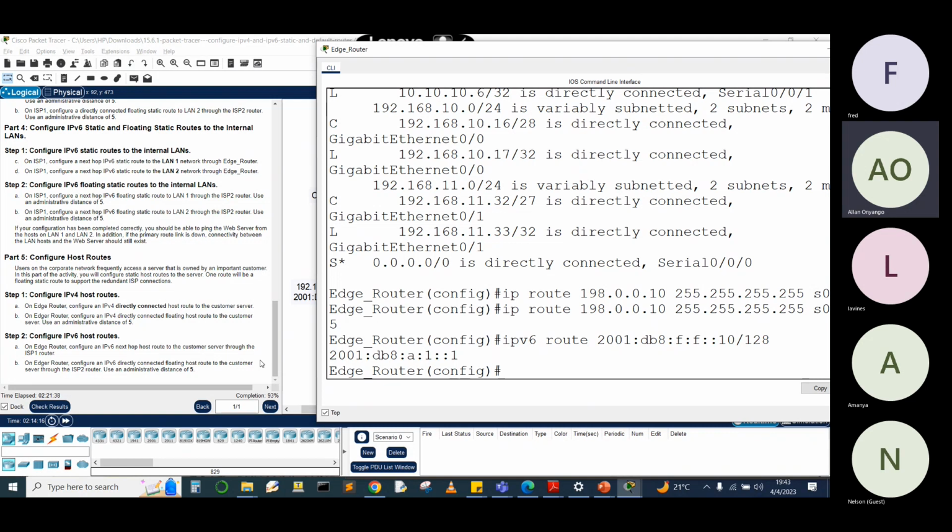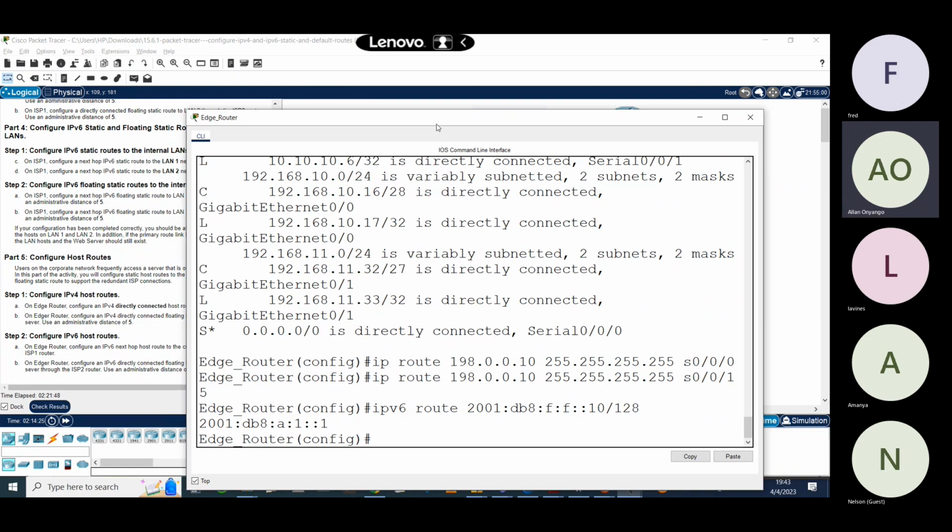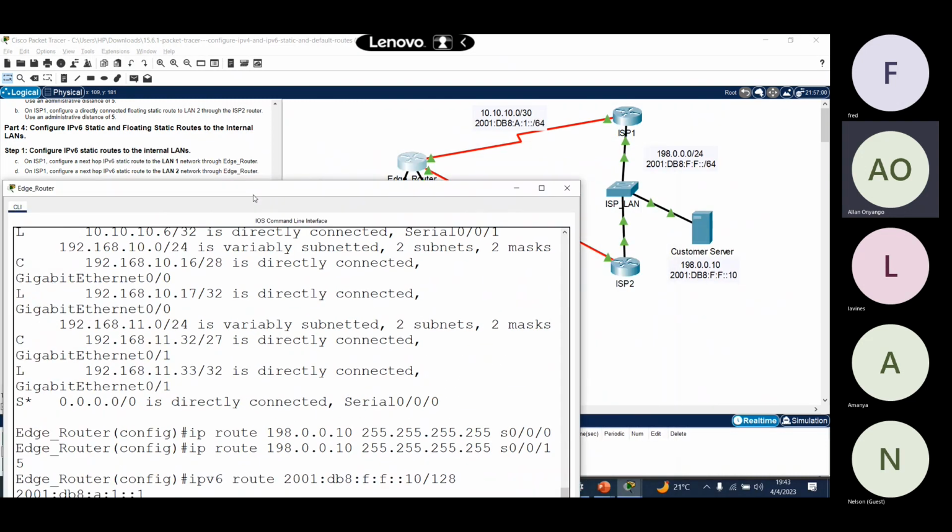So let's do the floating one. We need to configure a directly connected floating static route through ISP2, directly connected on the edge router.